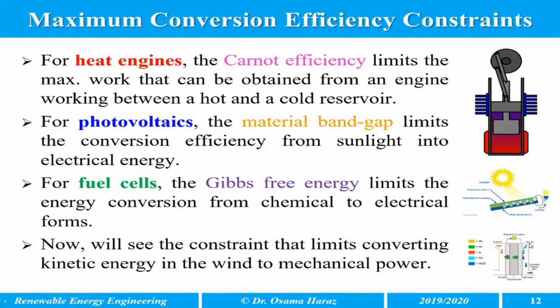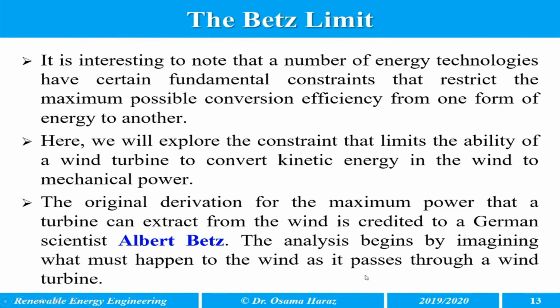So in these different systems, there is some kind of efficiency that will limit the conversion from one type to another. The same thing happens here in wind turbines. So now we are going to see the constraint that will limit converting the kinetic energy in the wind to mechanical power. This is called Betz's limit.